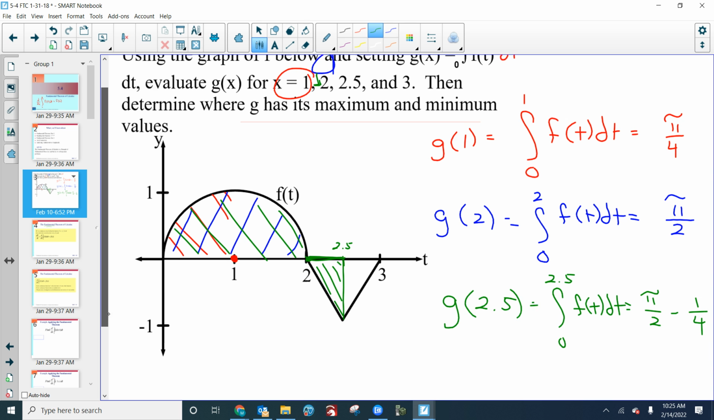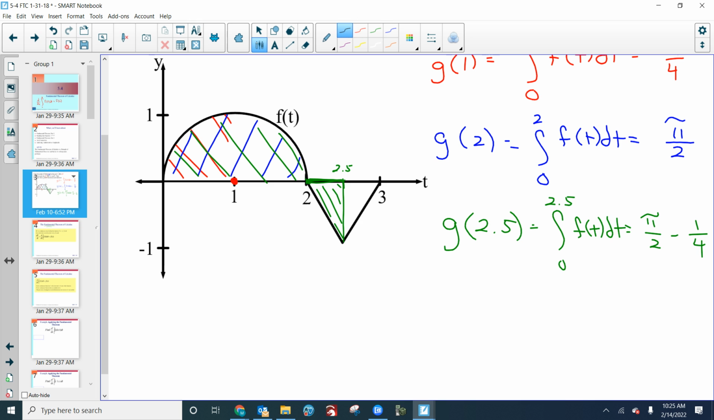What's g of 3? Integral from 0 to 3 of f of t dt. Pi over 2 minus a half. A half. Are you guys okay today? Am I confusing you? Okay, good. You're like dead.